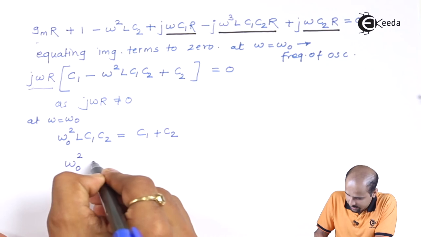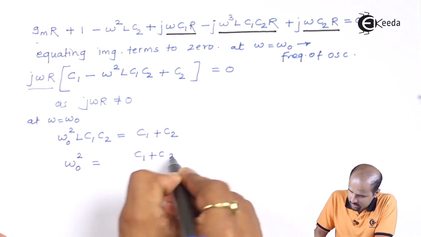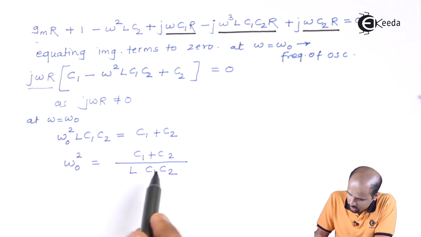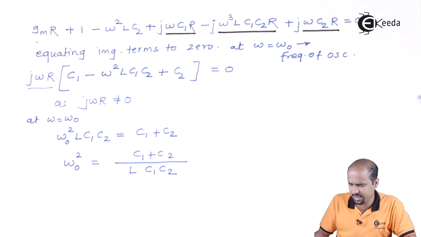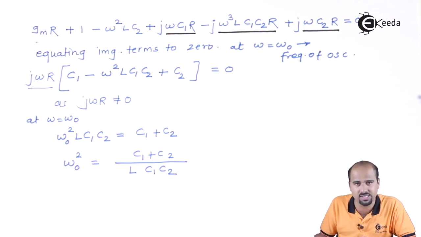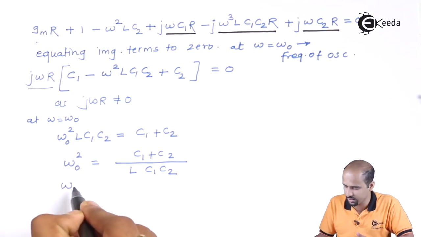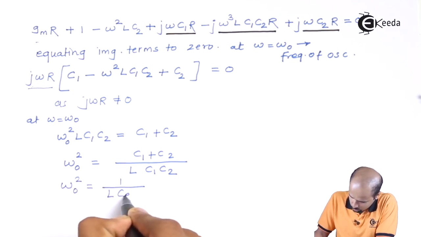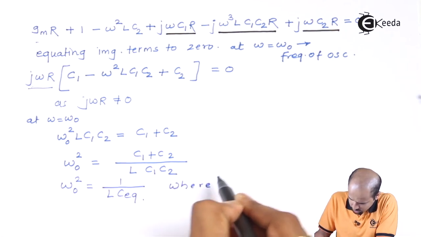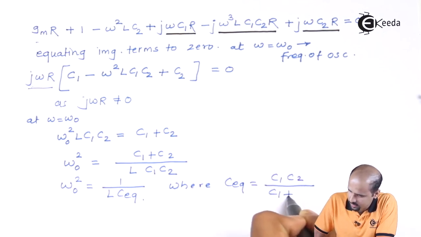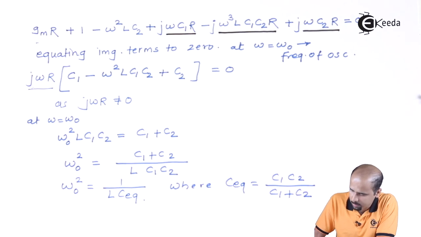Okay, so whatever I will be getting, that is nothing but omega zero square is equal to C1 plus C2 divided by L into C1 C2. Don't you think that if I take C1 plus C2 as the denominator of the denominator, I will be getting C1 C2 divided by C1 plus C2, that is nothing but the series combination of the capacitor, right? So series equivalent of the capacitor, I can say that omega 0 square is equal to 1 upon L into C equivalent, where C equivalent is nothing but C1 C2 divided by C1 plus C2.